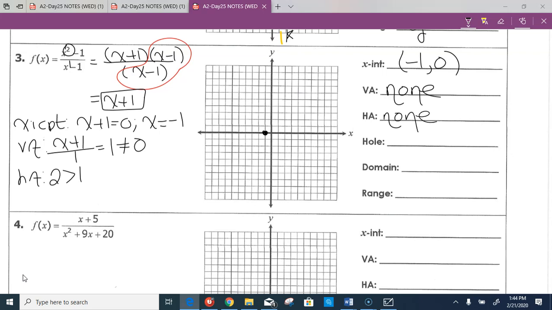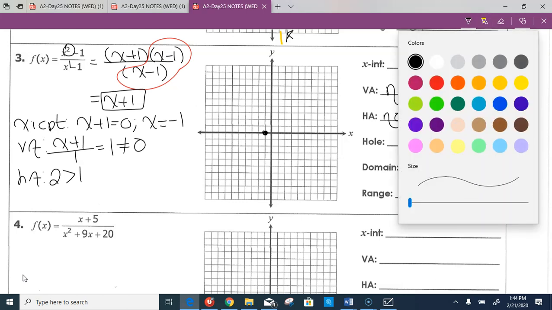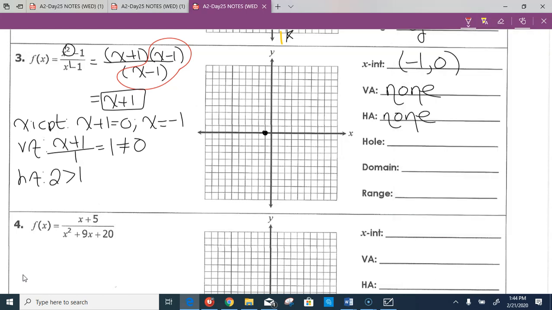No asymptotes give away what kind of graph we're going to end up with. Do we have a hole? Well, we have to ask ourselves, were there any common factors? And yes, there was. To identify the hole, we have to find the common factor, identify it, and then set it equal to 0.